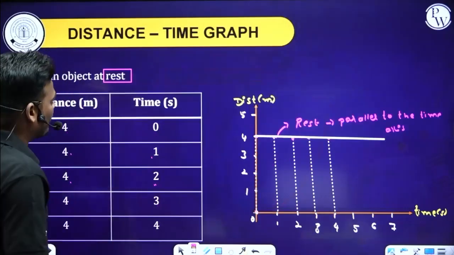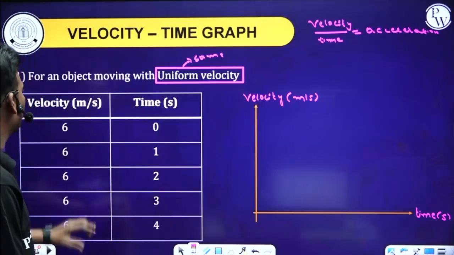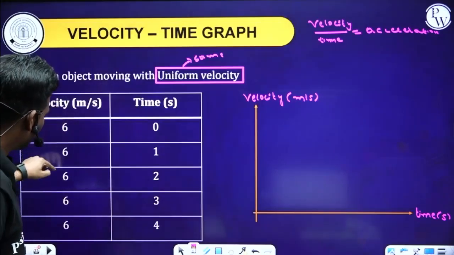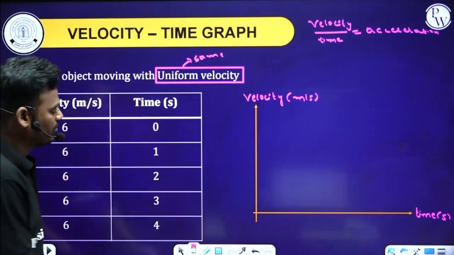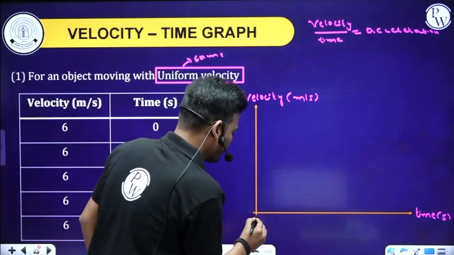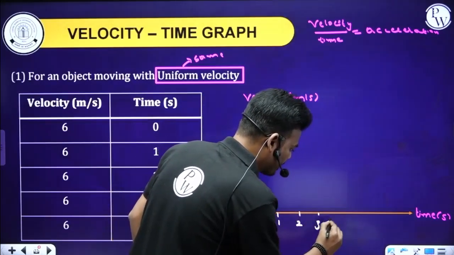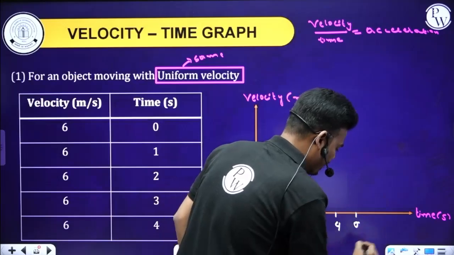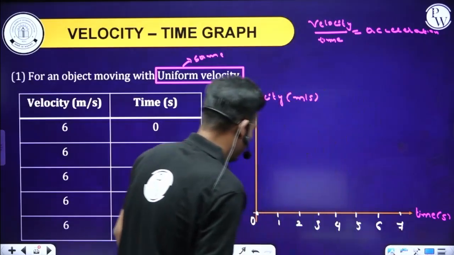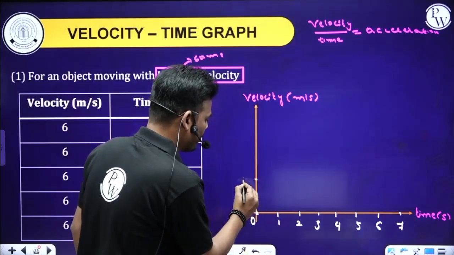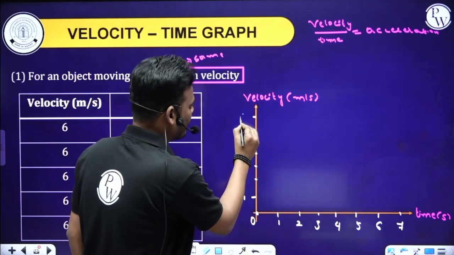So what are the conditions and what do we need to do? First case, you can check velocity 6 meter per second, 6 meter per second, 6 meter per second during the time interval 0, 1, 2, 3, 4. Let's consider 0 second, 1 second, 2 second, 3 second, 4 second, 5 second, 6 second, and 7th second. And here 1 meter per second, 2, 3, 4, 5, 6 meter per second.